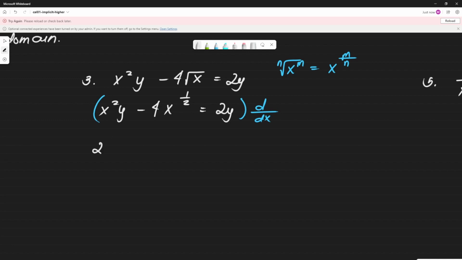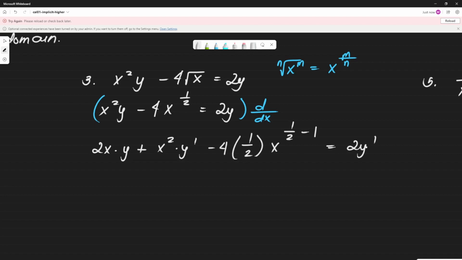So we will have 2x, no? So 2x times y plus x squared times y prime. Yan yung product rule ng x squared y natin. Then you have minus 4 times 1/2, no? This is chain rule, yung x raised to 1/2, tas x raised to 1/2 minus 1 is equal to 2y prime. Okay, kasi diba the derivative of 2y is 2y prime in respect to x. Okay, tapos ayusin na lang natin. So we'll have 2xy plus x squared y prime. Then we have cancel 2. Diba? So 2 na lang may iwan.